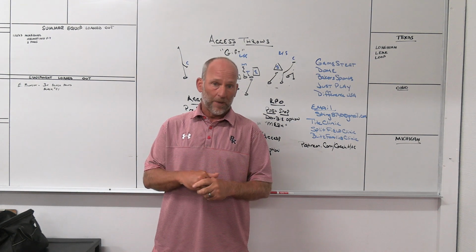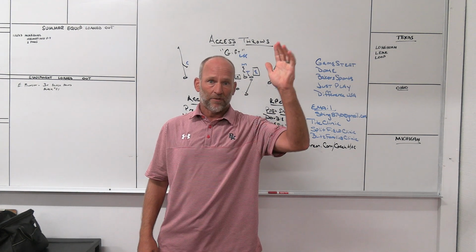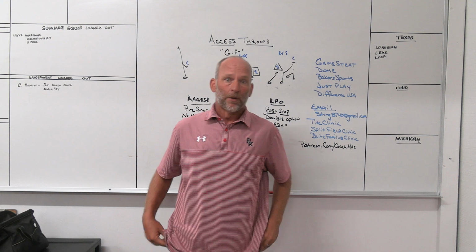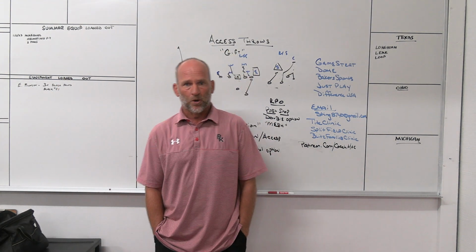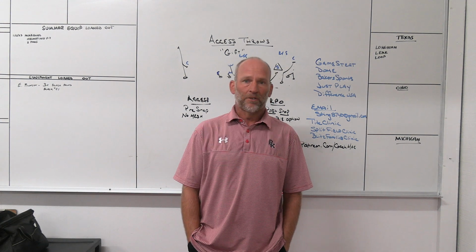What access can't be is a route that takes time to develop while your quarterback takes a 3-step drop, because most of your accesses are tied to your run game. So by the time the quarterback drops, probably going to have guys downfield.